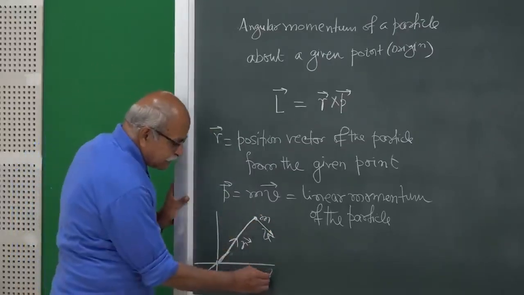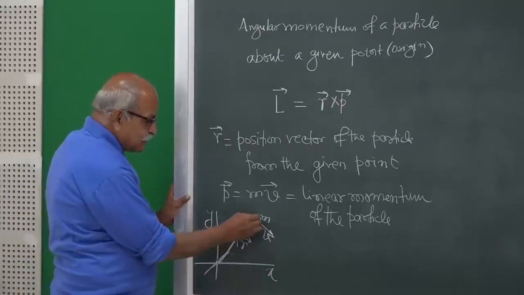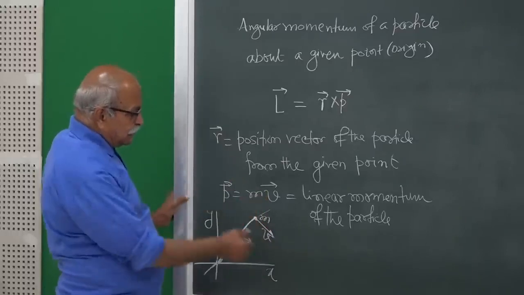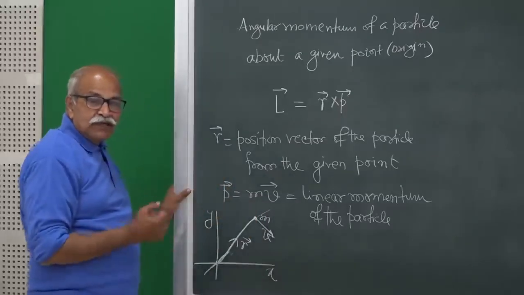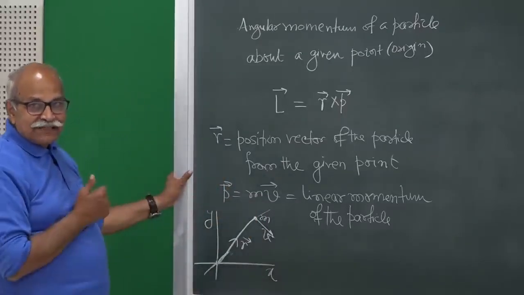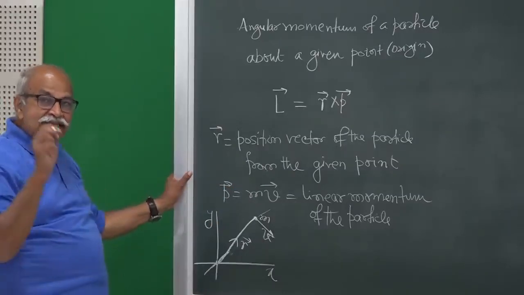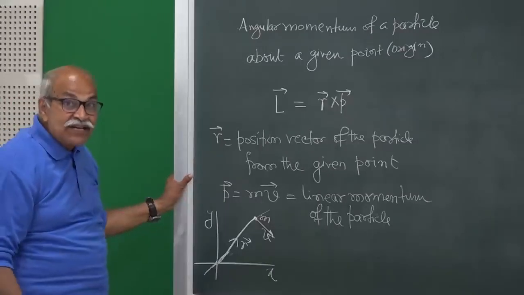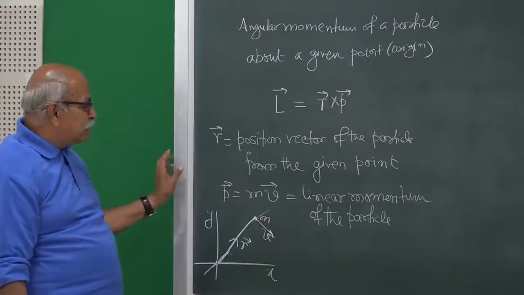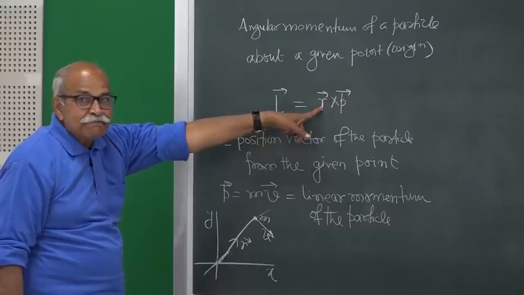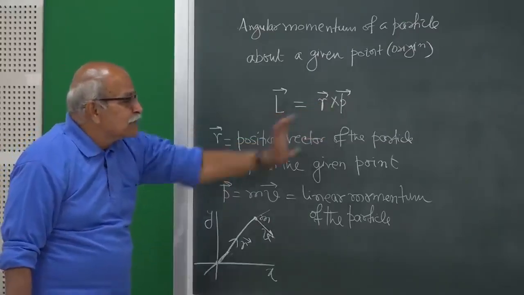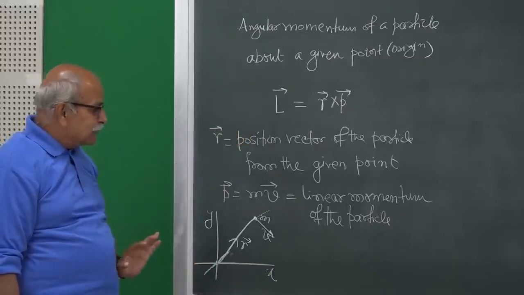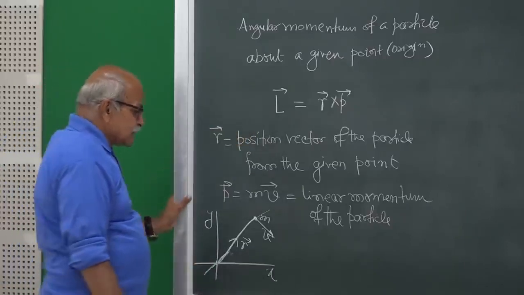In this diagram, if this is the x axis and this is the y axis, then for this r cross p, p will be in this direction, so the result will be going into the board, the minus z direction. So, angular momentum is a vector quantity, it has a magnitude and a direction, and the direction is perpendicular to this r vector and perpendicular to this linear momentum vector. So, that is angular momentum defined about that particular point.